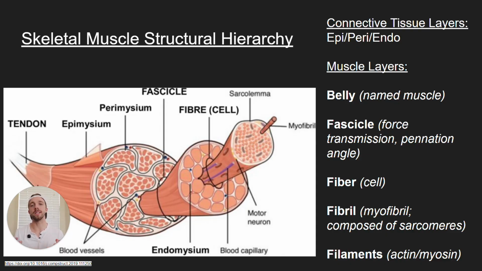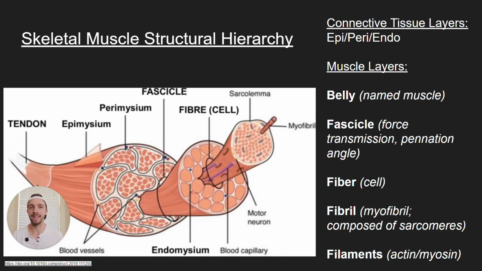You can think about these levels as epi on the outside, peri is the next one, and then endo. If you just remember epi, peri, endo, you'll be good there, okay? They're not very different, but just remember epi, peri, endo, and you'll be good to go on that.